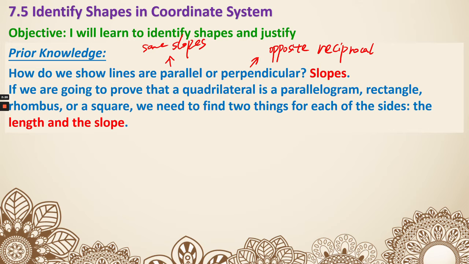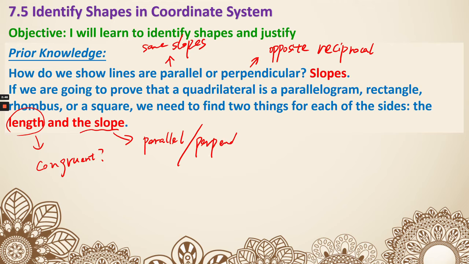If we're going to prove that a quadrilateral is a parallelogram, a rectangle, rhombus, or a square, we would need to find two things for each of the sides. We're going to need to find the length and the slope. The slope, of course, is to decide if they are parallel or perpendicular, or, of course, neither, and the length is trying to decide if they are congruent or not. That means we are going to use quite a bit of everything we have learned in previous lessons.